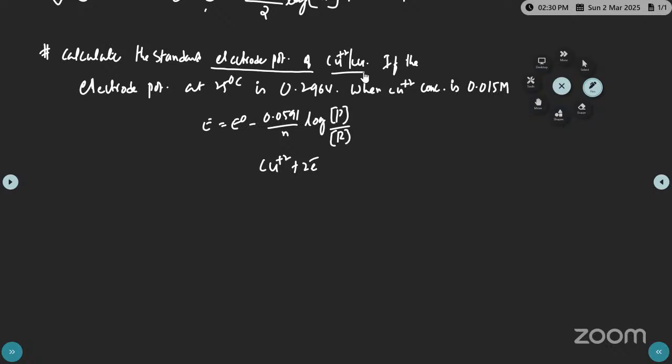What is the cathodic reaction? Reduction reaction. What is a reduction reaction? Gain of electrons. So by gain of electrons, it gives the copper. Okay, this is the reaction, and apply the Nernst equation. So E is equal to E naught minus 0.0591 by how many electrons are involved?